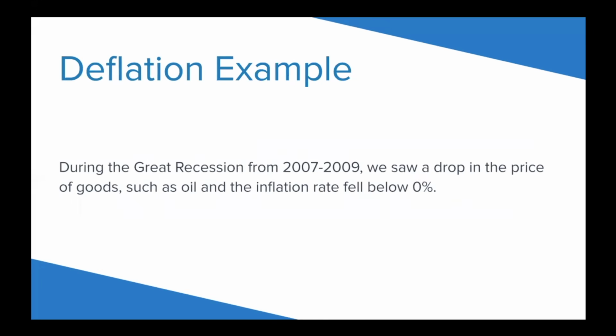During the Great Recession from 2007 through 2009, we saw a drop in the price of goods, such as oil, and the inflation rate fell below 0%. Even though the price of oil fell, and again, cheaper things may look good, there was a recession during this time period. It demonstrated how there was less consumer spending, since most people were determined to save their money. The lack of money circulating showed reduced demand and produced less revenue for these firms.